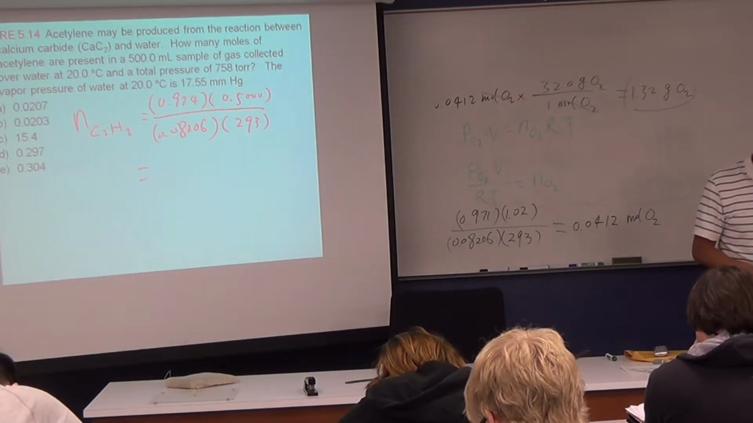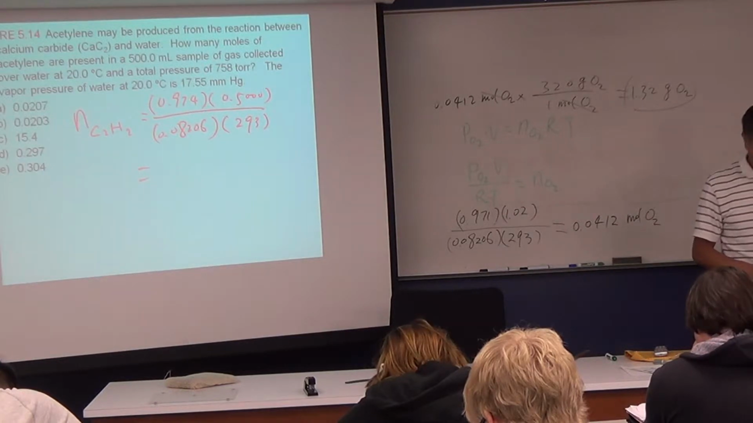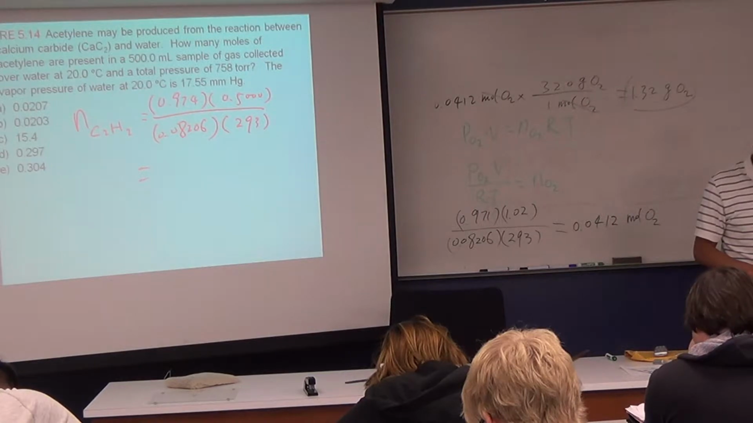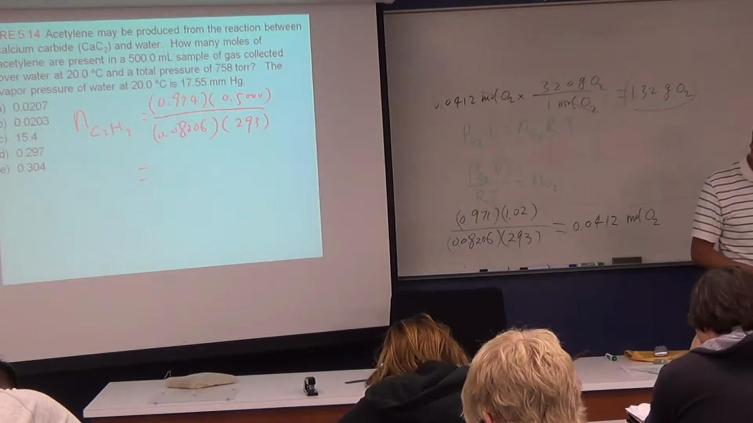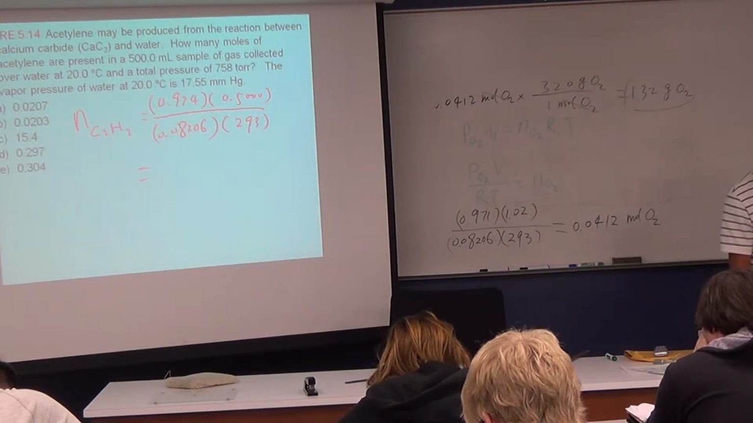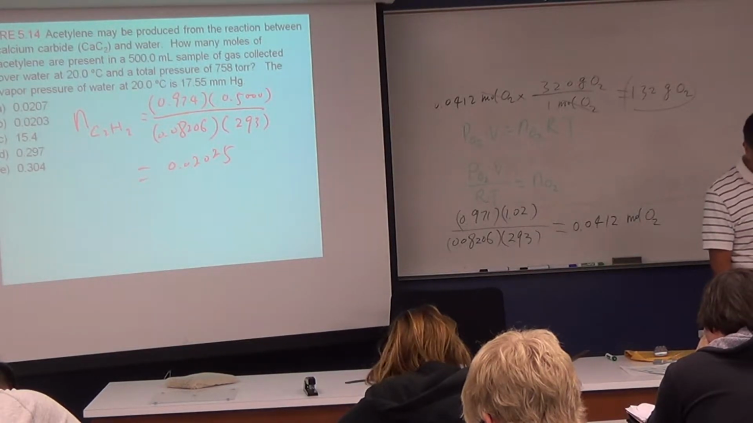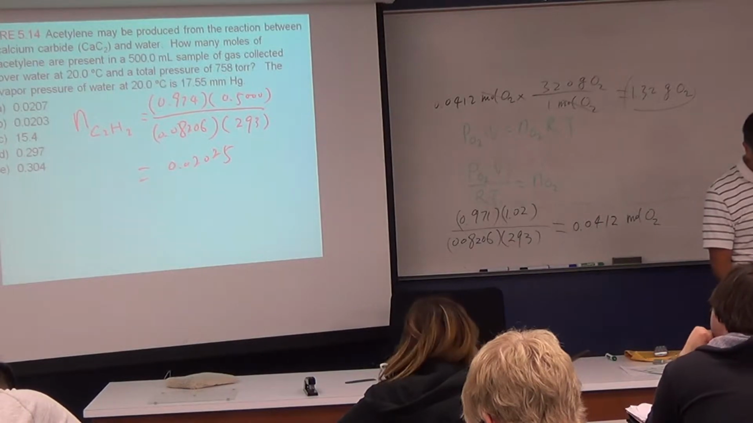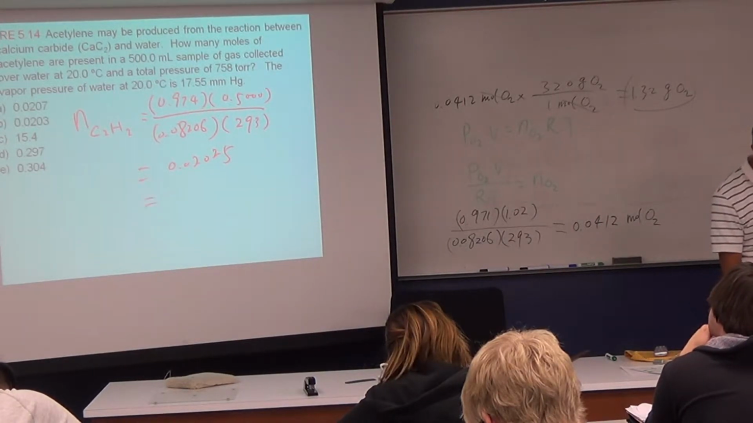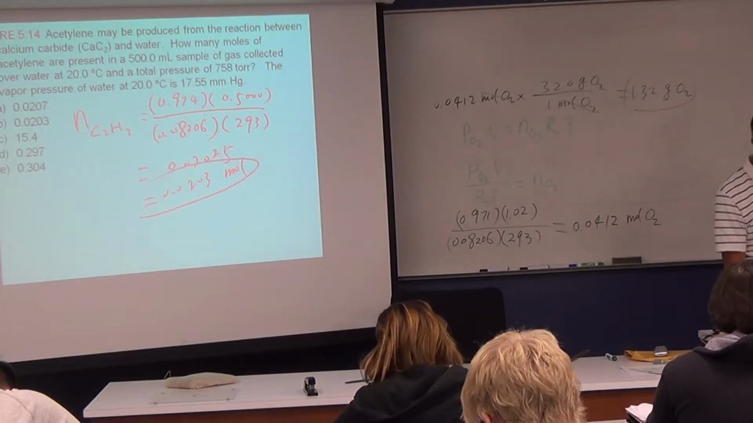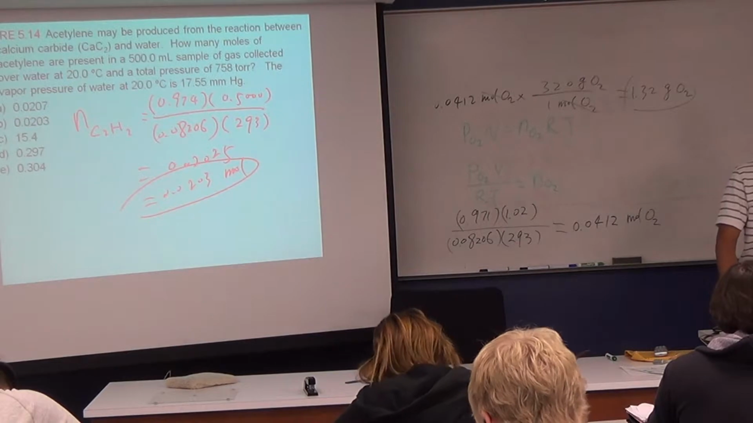So that's how you get that. 0.974 times 0.5 divided by 0.08206 and 293, you get 0.02025. So you want 0.0203, which has a unit of mole.